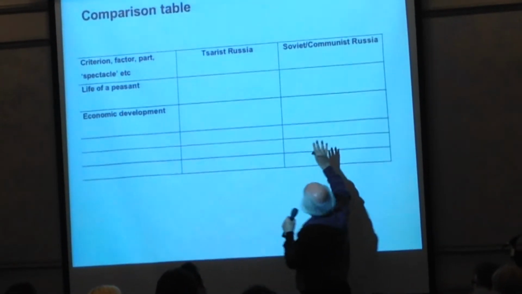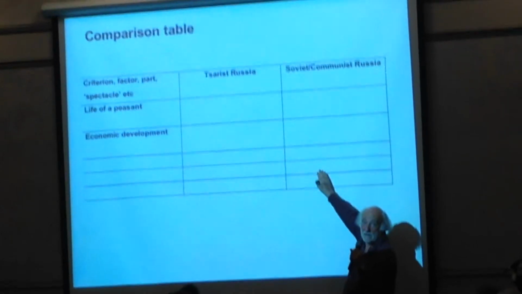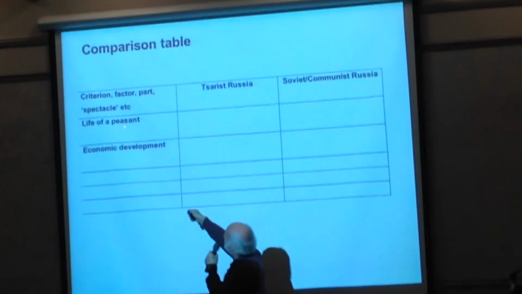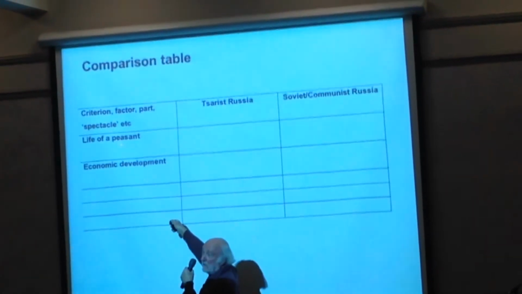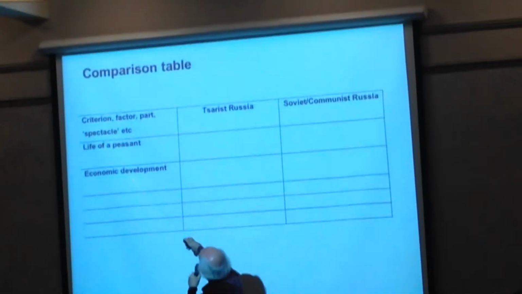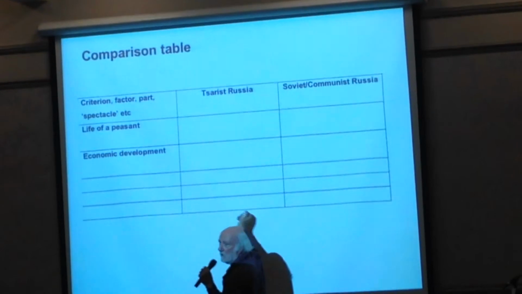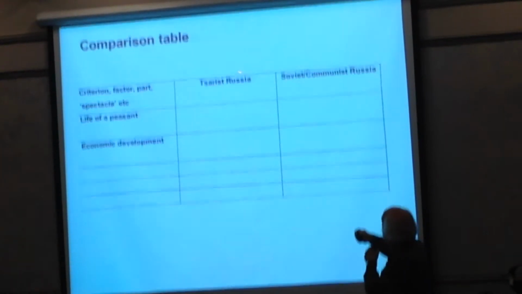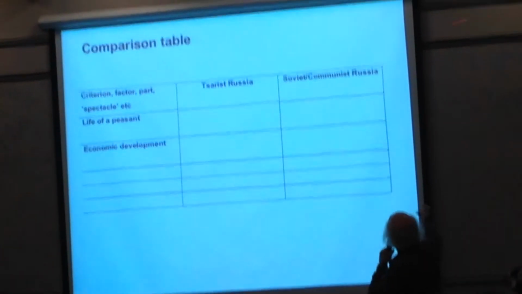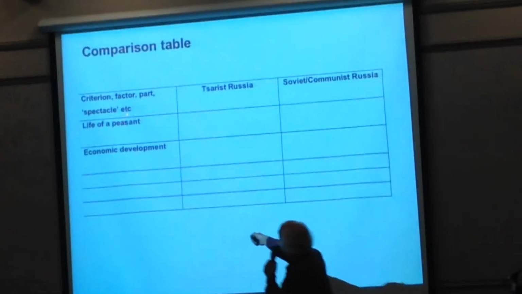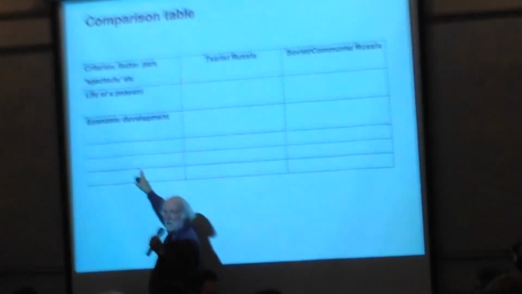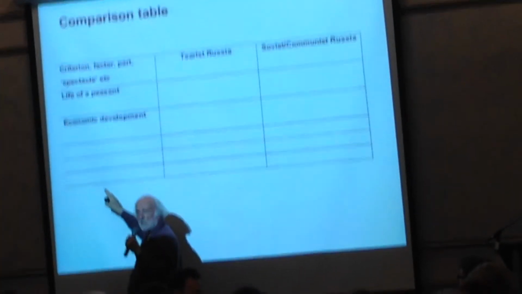Comparison table. This one happens to compare Russia before the communist revolution, which is called Tsarist Russia, with Russia after the communist revolution, which is Soviet communist Russia. And here are some criteria: life of the peasant, what was that like, before, after, what was economic development like, before, after. And you could compare, say, 4 computer printers that way, couldn't you? So instead of 2 things here, we could have 1, 2, 3, 4, and you could have criteria along here, like how fast does it print, will it print on both sides, how expensive is it.